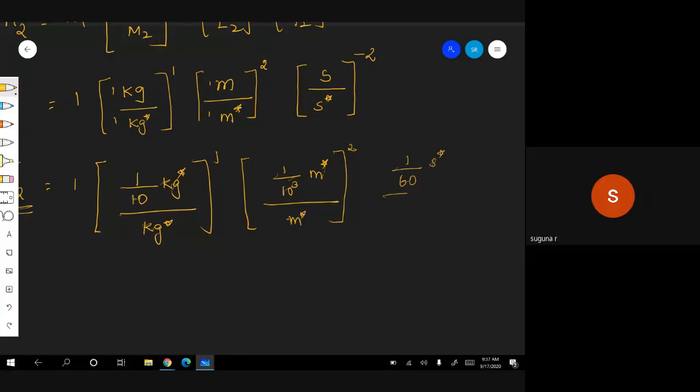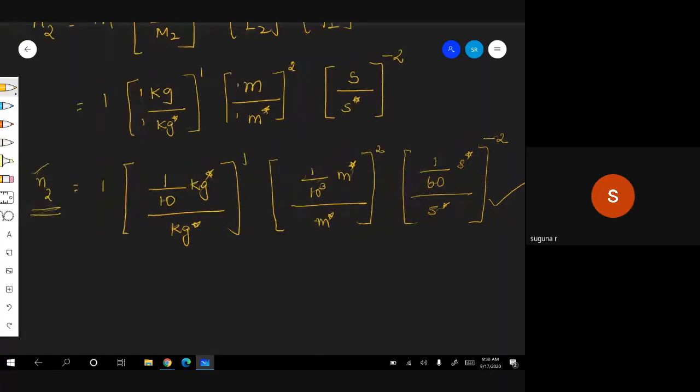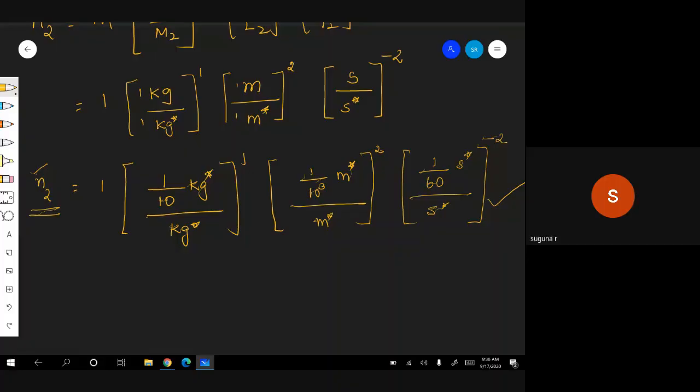Divided by second star, to the power minus 2. Okay, whether you have understood this is very important. This is what you have converted. You have converted joule, kilogram, meter, second to kilogram star, meter star, second star.